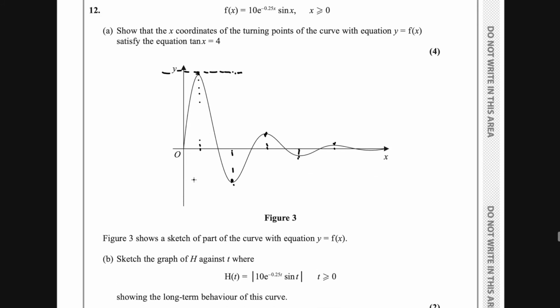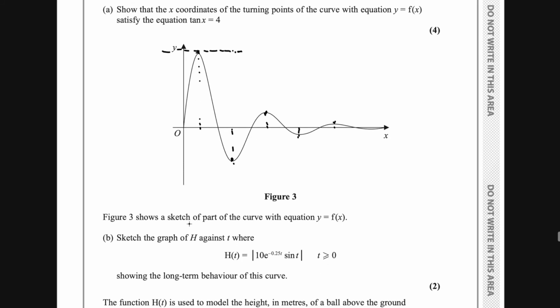Now, for part B, what we're asked to do is sketch the graph of h against t, where the modulus is being taken this time. So h of t is the modulus of whatever f of x was, and we want to show the long-term behavior of this curve. In other words, on the next page we're going to do the modulus of this curve here.